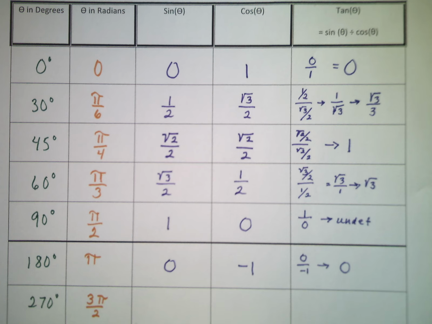3 pi over 2, down at the bottom of the circle. The sine value is -1. Cosine value is 0. So the tangent is sine divided by cosine, undefined.